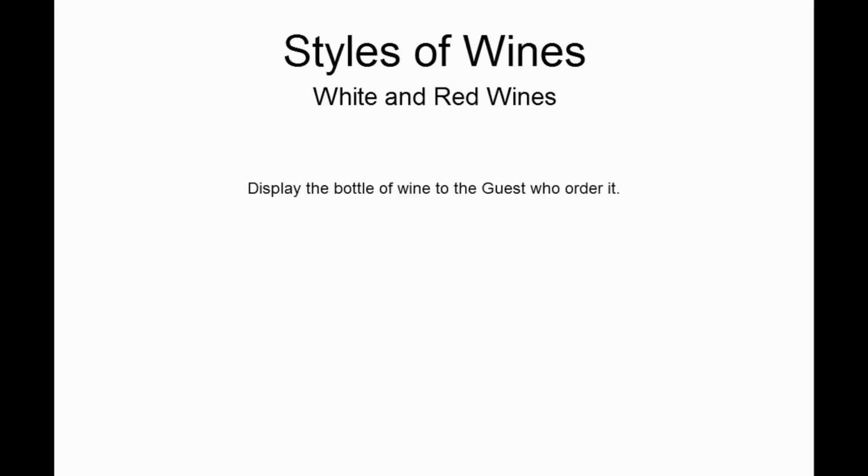When serving a bottle of wine, first display the bottle of wine and the label to the guest who ordered it. You want to cut the cap of the bottle, drag the knife around the neck of the bottle. But do not turn the bottle, keep the label facing the guest. While the label is facing the guest, twist the corkscrew into the top of the cork. Turn the corkscrew, not the bottle. Remove the cork slowly.